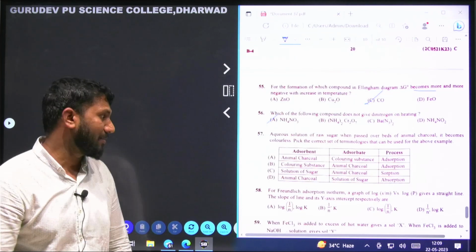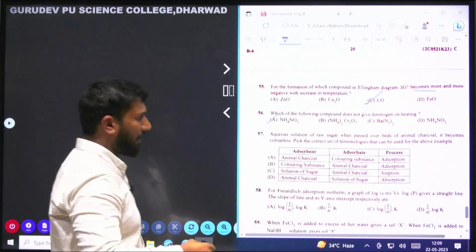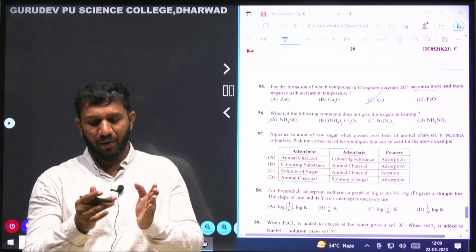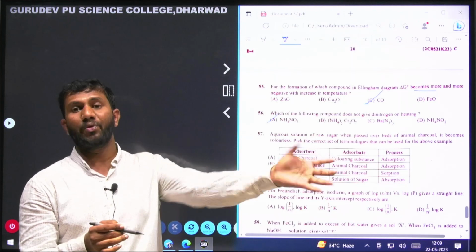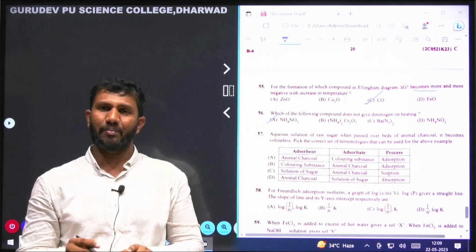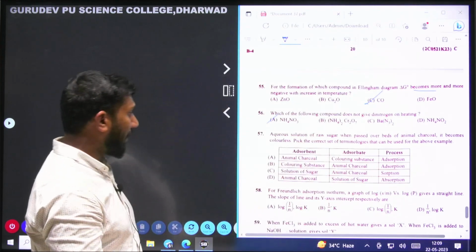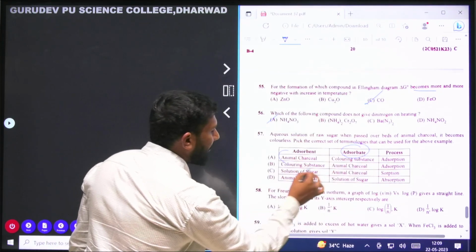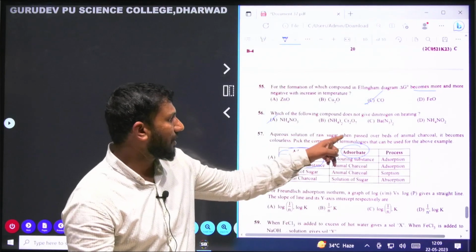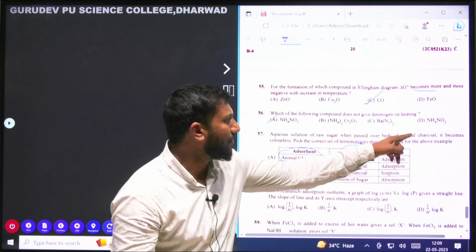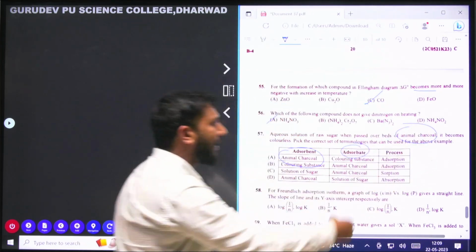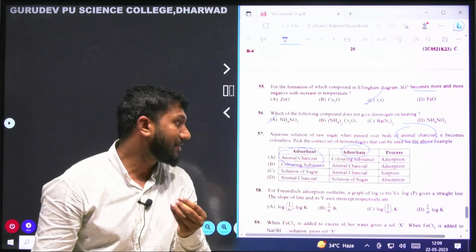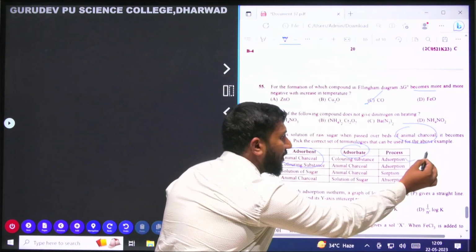They have framed these questions from the surface chemistry chapter. So we know the definition of adsorption process. Adsorption means the process of deposition of adsorbate on the surface of adsorbent. We call it as adsorption. So here the adsorbate is the coloring substance and the adsorbent is the animal charcoal. In aqueous solution, when raw sugar is passed over beds of animal charcoal, animal charcoal is the adsorbent and the coloring substance in raw sugar is the adsorbate. So this phenomenon we call as adsorption.